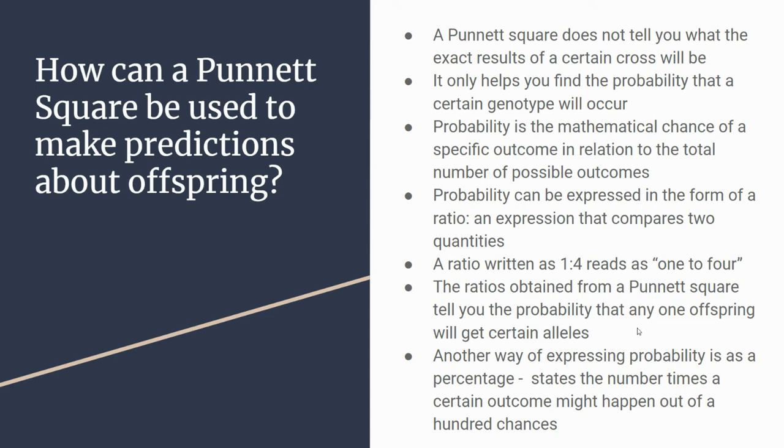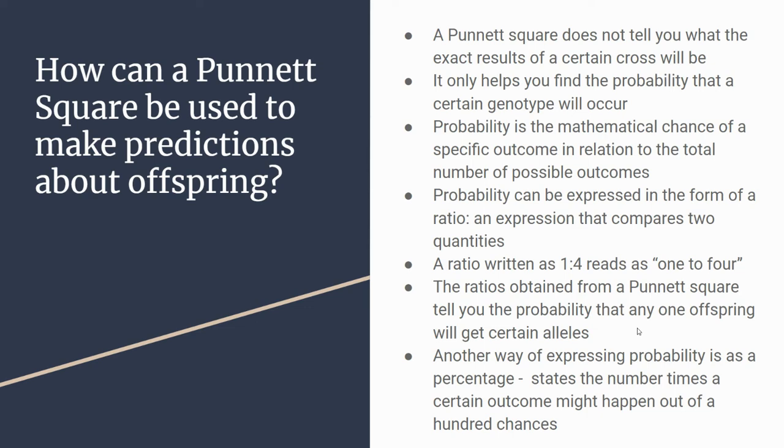We have a 1 to 1 ratio, right? Because I have 2 capital B, lowercase b to 2 lowercase b. Simplify to 1 to 1. I have 2 black guinea pigs and I have 2 brown guinea pigs. Simplify, 1 to 1. My ratios match.